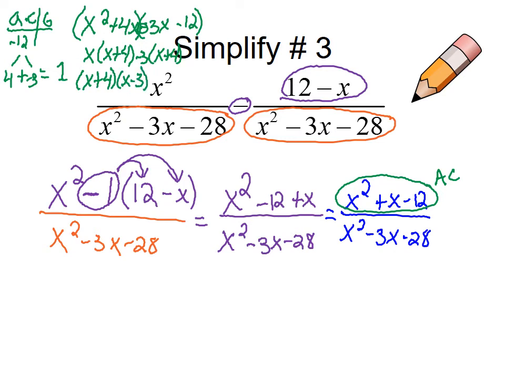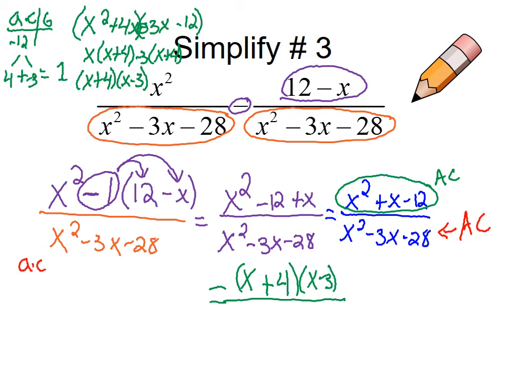That's what I'm going to put in my numerator now, you guys. So this is going to equal x plus 4 and x minus 3. Then, guess what? We are lucky enough that we also get to use AC down here. So we're going to take A times C, which is negative 28, and it has to add up to B, two numbers that add up to negative 3. So those two numbers are going to be negative 7 and 4.